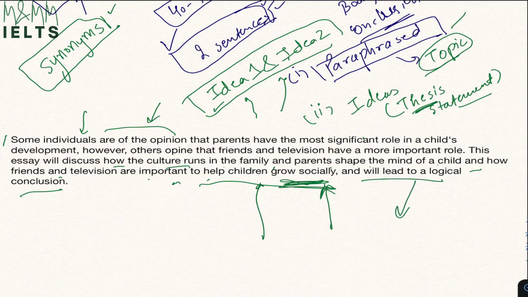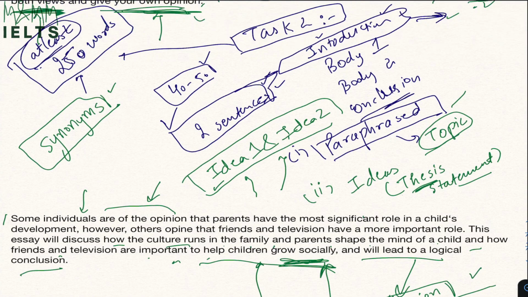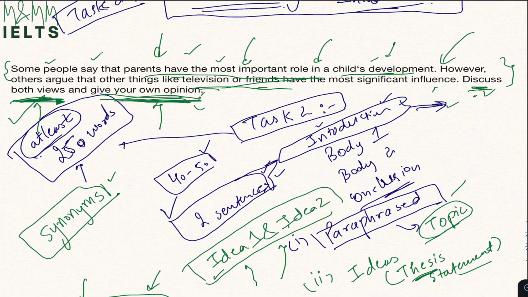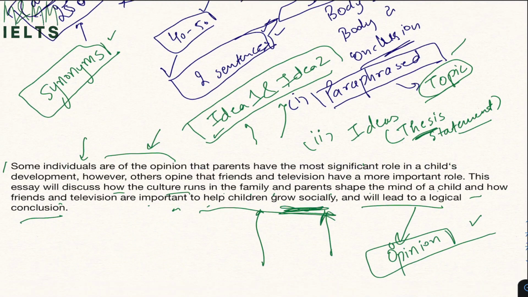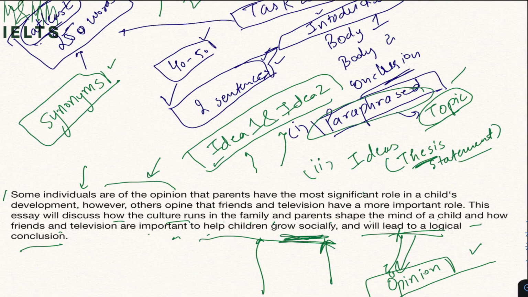What does this sentence mean? It means that I would be giving my own opinion at the end. So have I covered all the questions that were asked of me? Discuss both views. Have I discussed both of the views? Absolutely yes. Give your own opinion. Have I given my own opinion? Yes, I've said in the introduction that it will lead to a logical conclusion. That means when I conclude my essay, I would be giving my own opinion. And have I paraphrased my topic, my essay question? Yes, I have. So this would be counted as my perfect introduction.